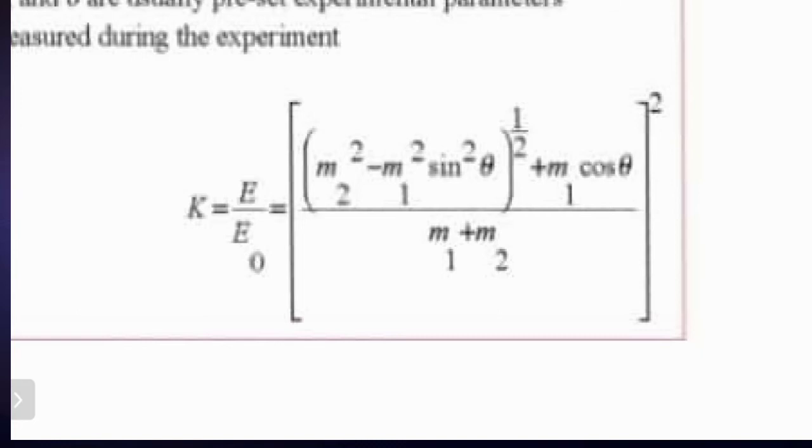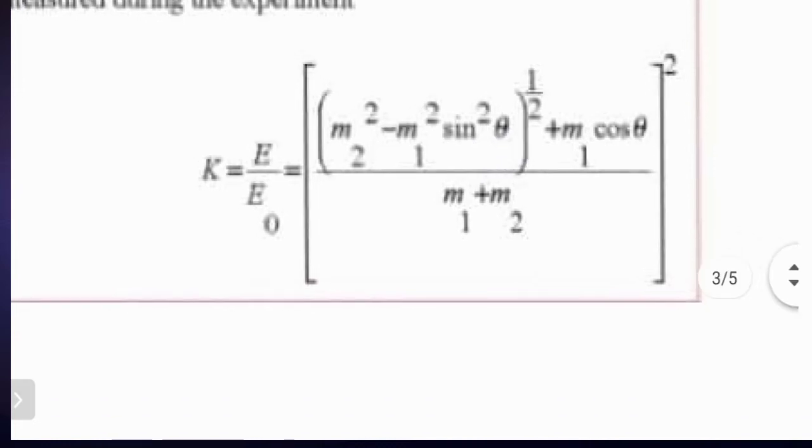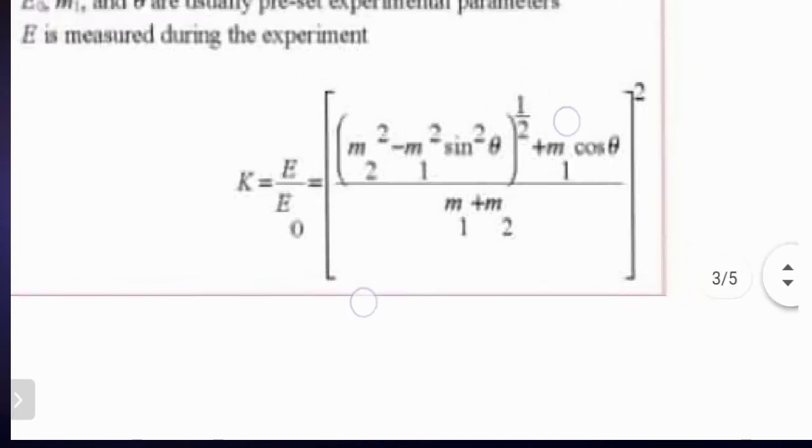m2 is the mass of our target material, and m1 is the mass of our incident particles, which is also known: for hydrogen it will be 1, for helium it will be 4. Theta is the angle of scattering, or the backscattered angle. Theta is also known because the instrumentation is set up in such a way that all of these things are known.